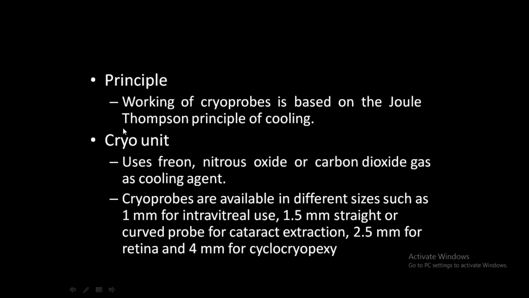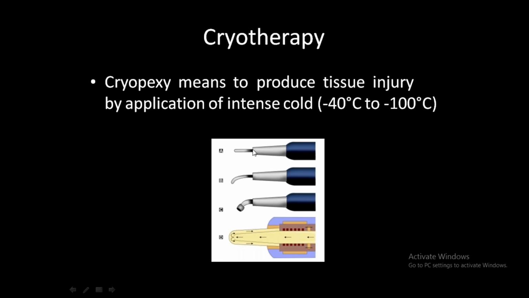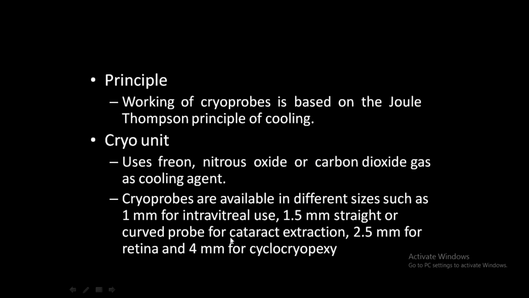So what is the principle of cryotherapy? It is based on the Joule-Thomson principle of cooling. A cryo unit contains freon, nitrous oxide or carbon dioxide gas as a cooling agent. The cryo probes are available in different sizes: 1 millimeter for intravitreal use, 1.5 straight or curved probe for cataract extraction, 2.5 mm for retina, 4 mm for cyclocryopexy. So this can be used for lens extraction, retina or cyclocryopexy.